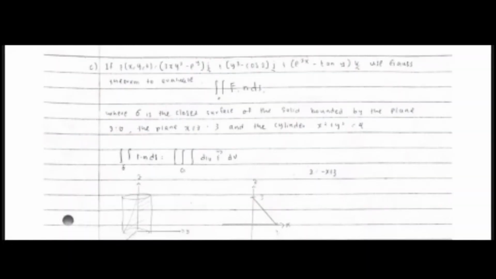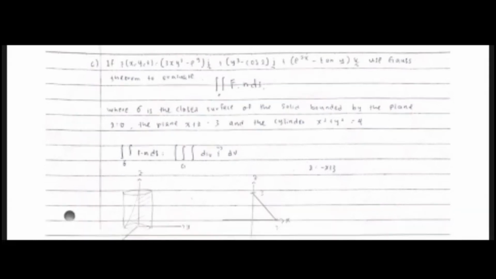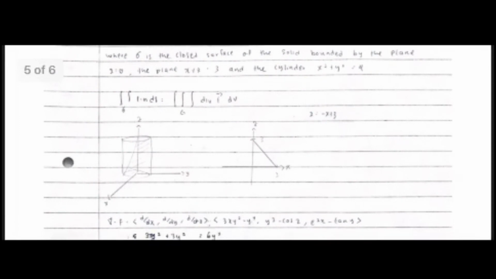Okay, next for question C, if F is equal to 3xy square minus e^y i plus y to the power of 3 minus cos z j plus e^2x minus tan y k, use Gauss theorem to evaluate the integral of F dot n dS, where it is a closed surface and solid bounded by the plane z equal to 0, x plus z equal to 3, and the cylinder x square plus y square equal to 4. So from the equation, we need to sketch the graph of the cylinder and plane, and we will get a sketch like this.